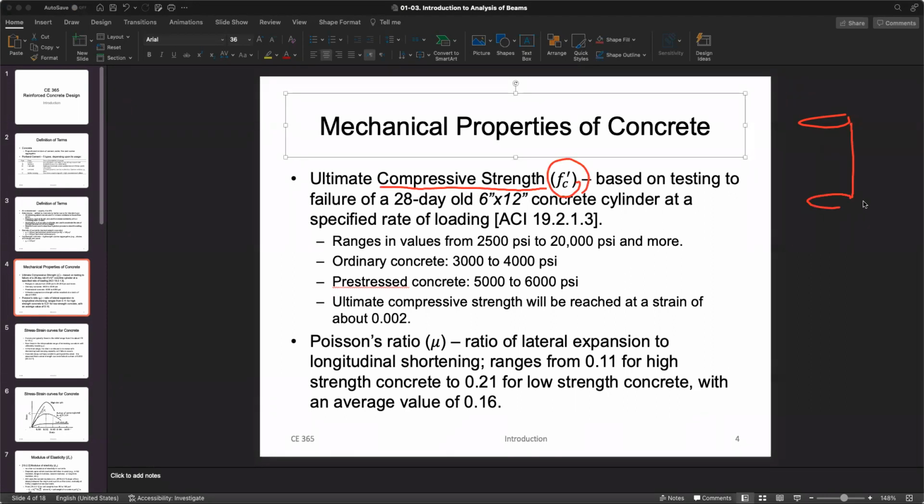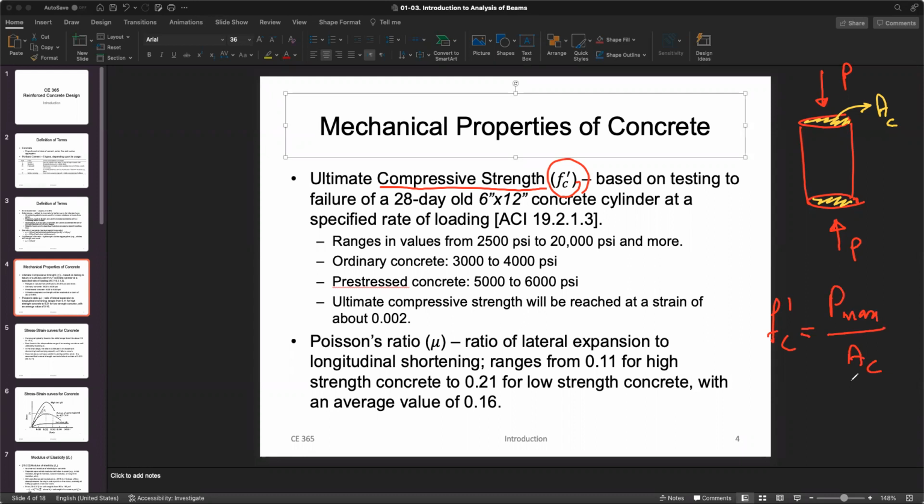What is that? For example, if I make a concrete cylinder and break it under compression with a force of P, and let's assume that the area of concrete is shown by AC, the cross-sectional area where you're applying the normal compressive force on it, then F prime C would be the maximum force over the area of concrete.